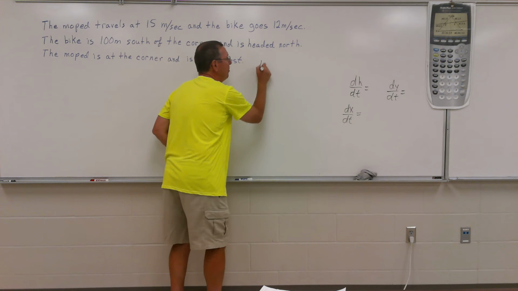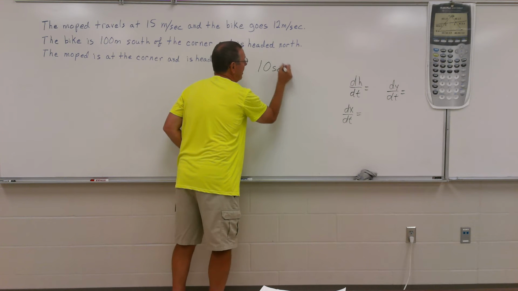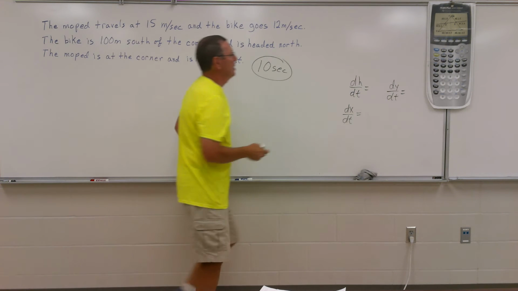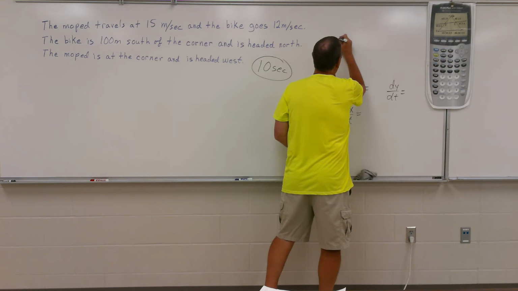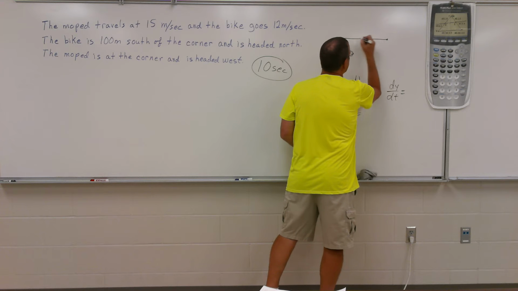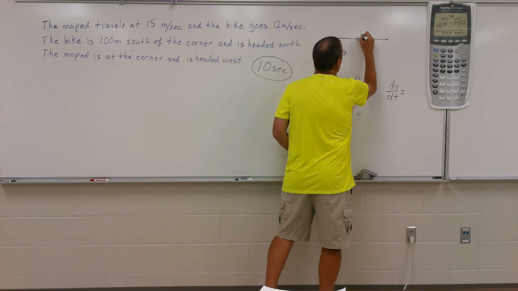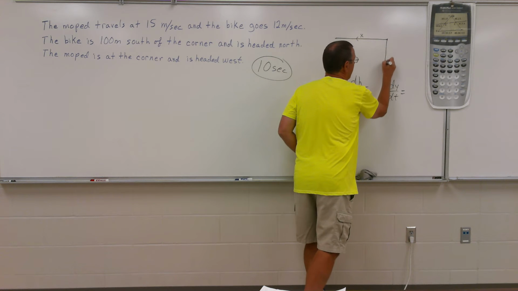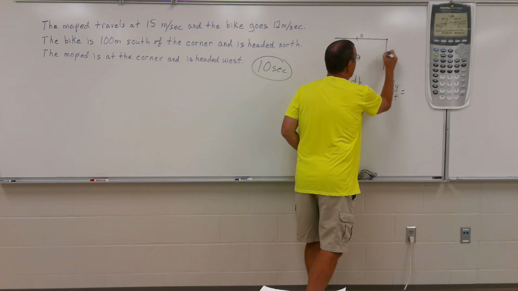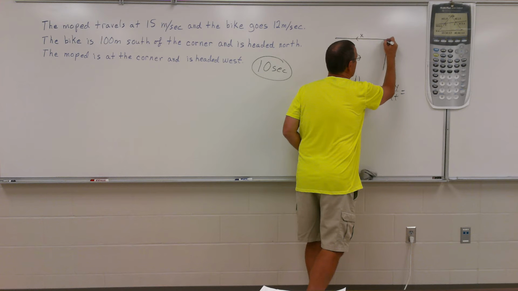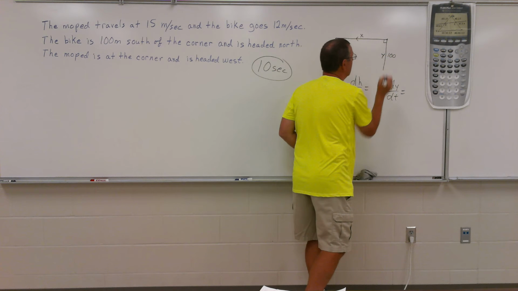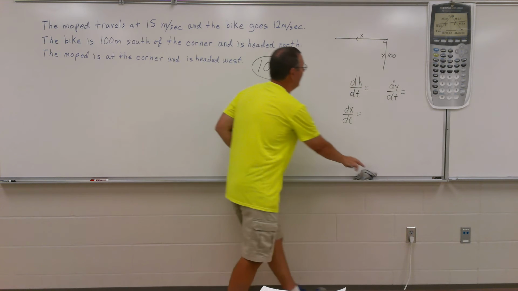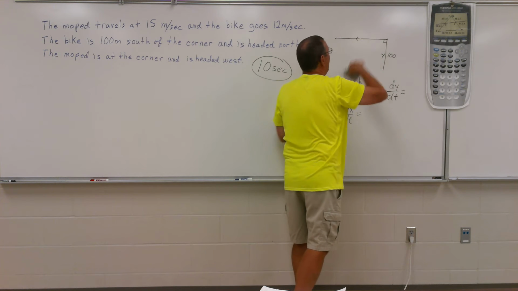Okay, the exact same problem, except now we're going to say at 10 seconds. How is the distance between them changing at 10 seconds? So I can draw my picture again. Okay, at 10 seconds this time. Let me move that X once. I like it in a little bit different spot.